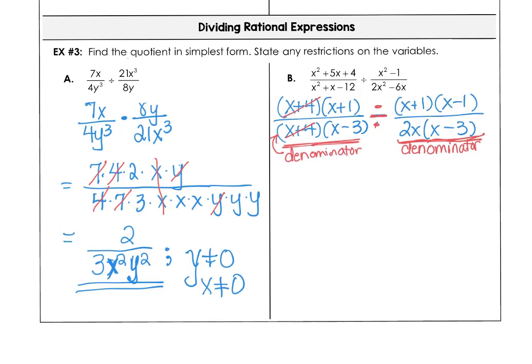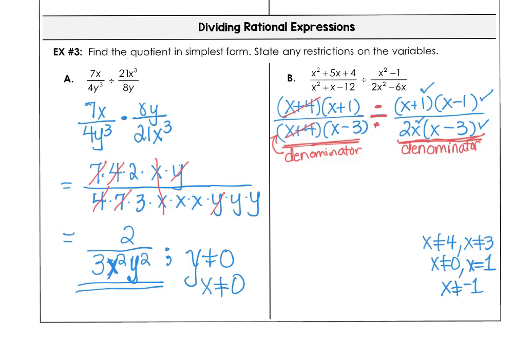So if we look at the restrictions first, let's do those first. We're not allowed to have negative 4. We're not allowed to have positive 3. And then over here we can't have positive 1, negative 1, 0, or 3 again. So no 0, no positive 1, and no negative 1. That way we've taken care of all of those restrictions.